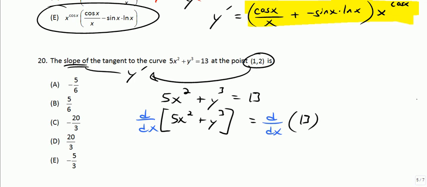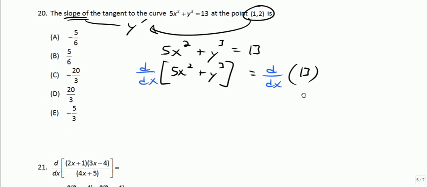The right side's kind of fun. Right, the derivative of 13 with respect to x is 0. The left side, you got two pieces. You know, the derivative of 5x squared with respect to x is 10x. This is the one that gets students, the derivative of y cubed with respect to x. There's two functions there. Okay, there's an outer, that's the cube function. So the derivative of the outer looks like this. Plug in the inner. Now what's the derivative of the inner function? That's y prime.